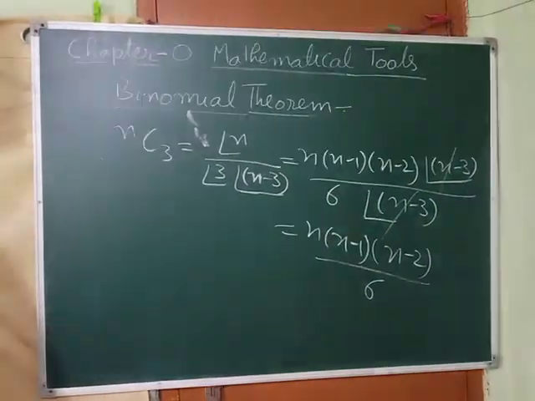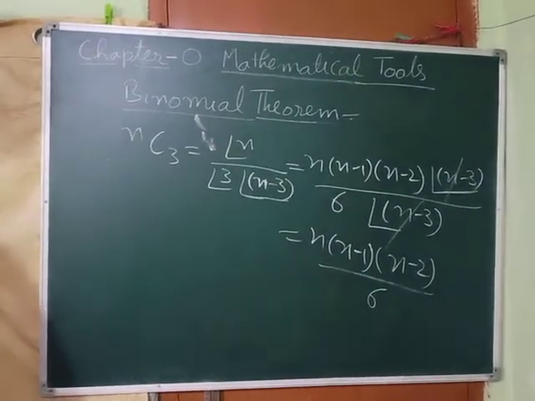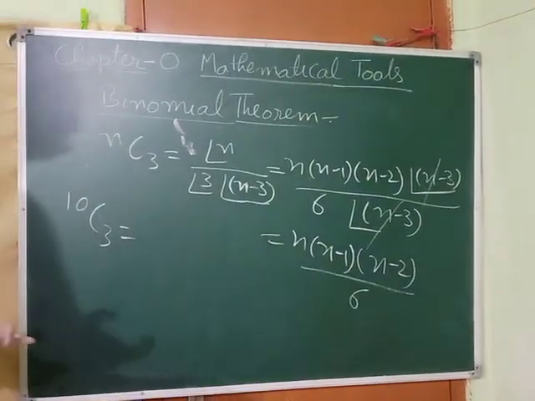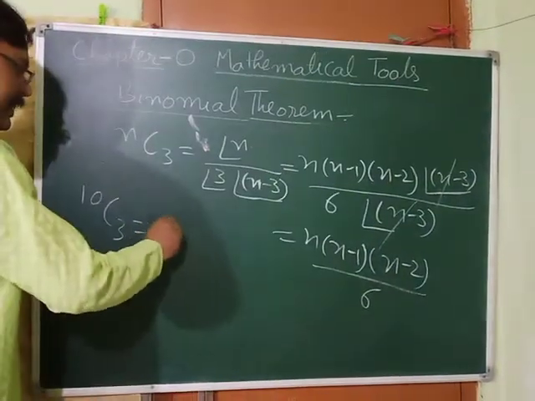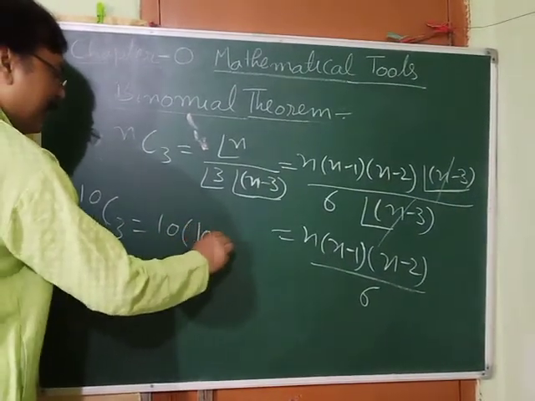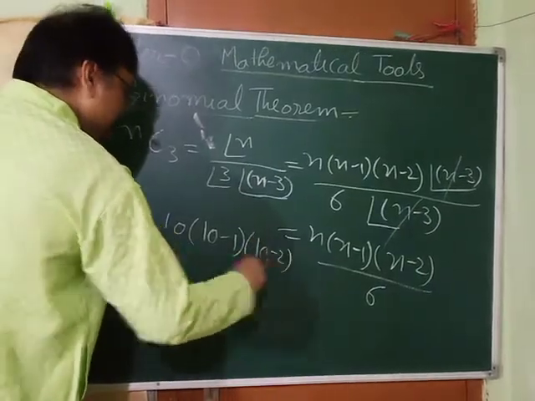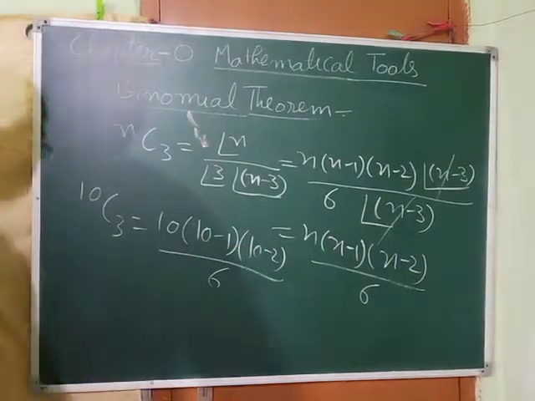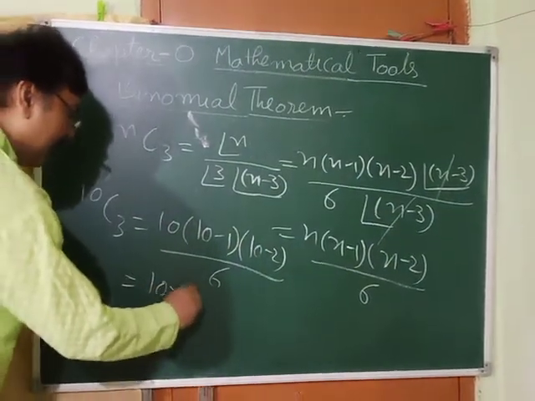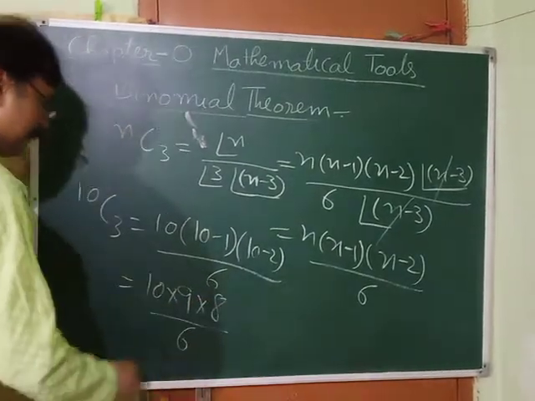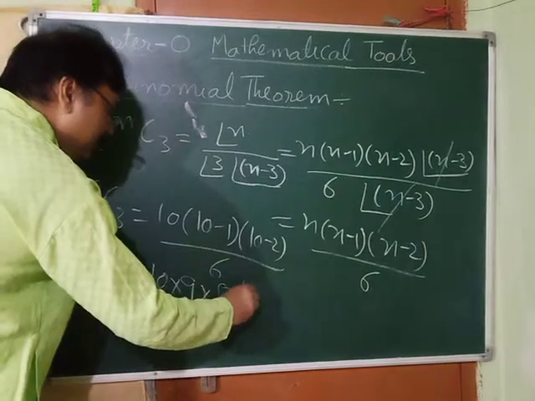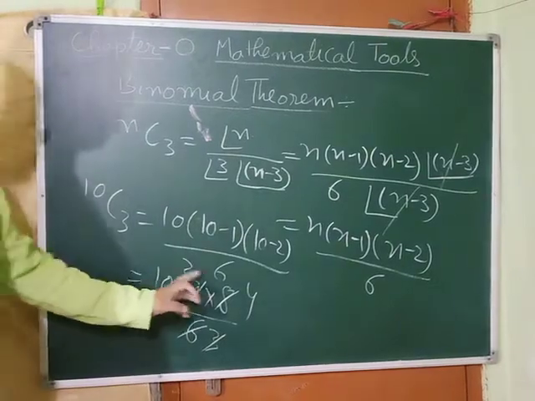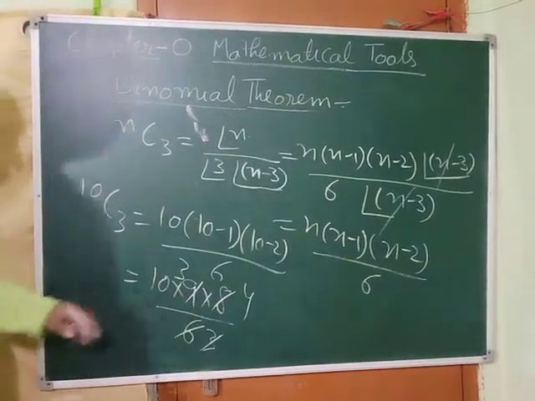Now you can match this answer with yours. Suppose it is given to you, 10C3. How will you get it? It is 10, 10 minus 1, and 10 minus 2, upon 6. So 10 minus 1 is 9, and 10 minus 2 is 8. So we will get 10 into 9 into 8 upon 6. You can just do it like this: 2 fours are 8, 2 threes are 6, and 3 threes are 9. So what you will get is 3 fours are 12, 12 tens are 120.